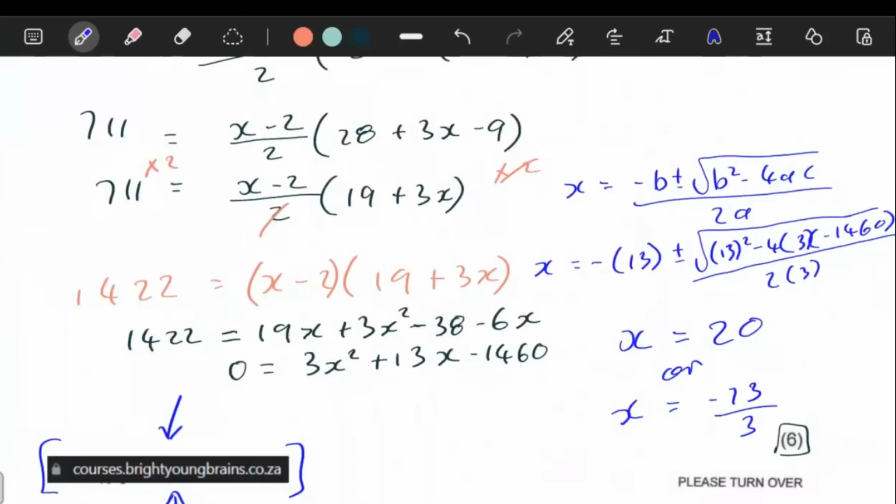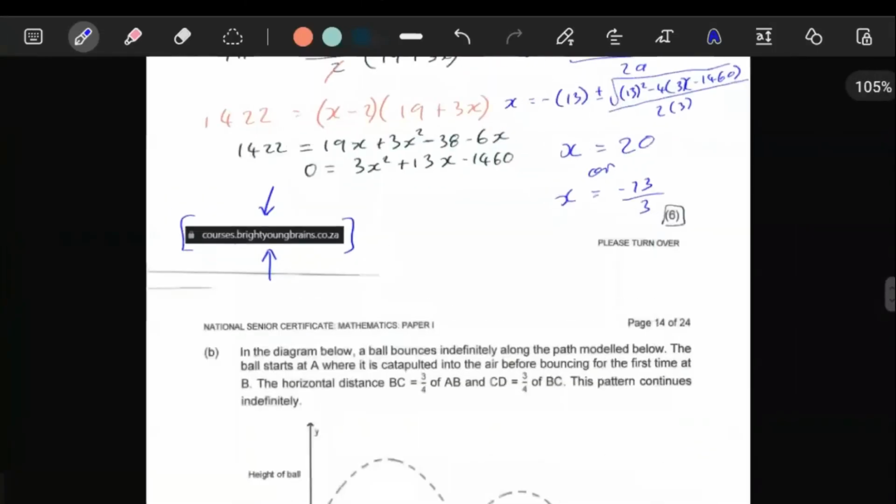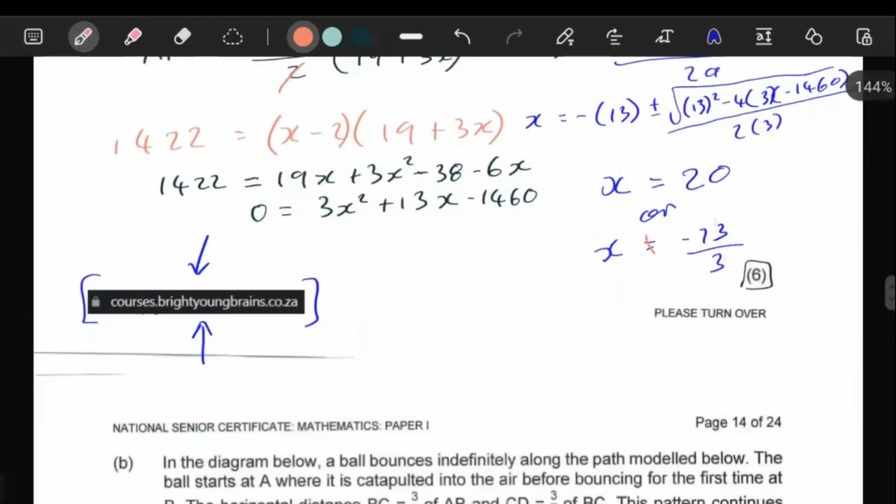That's the way we like it. So all things considered, right? X cannot be a negative value. So we have to say this one we disregard it, you see. Therefore, x is equal to 20.